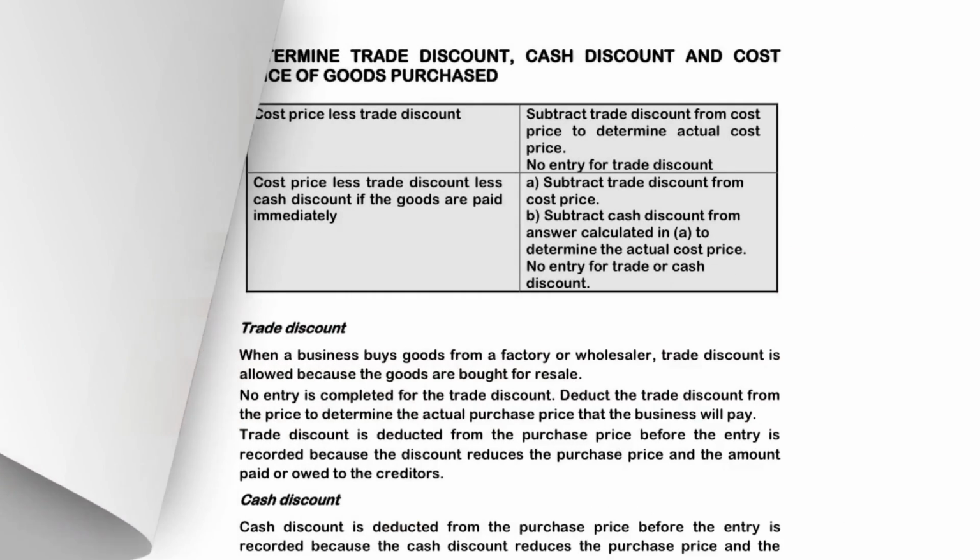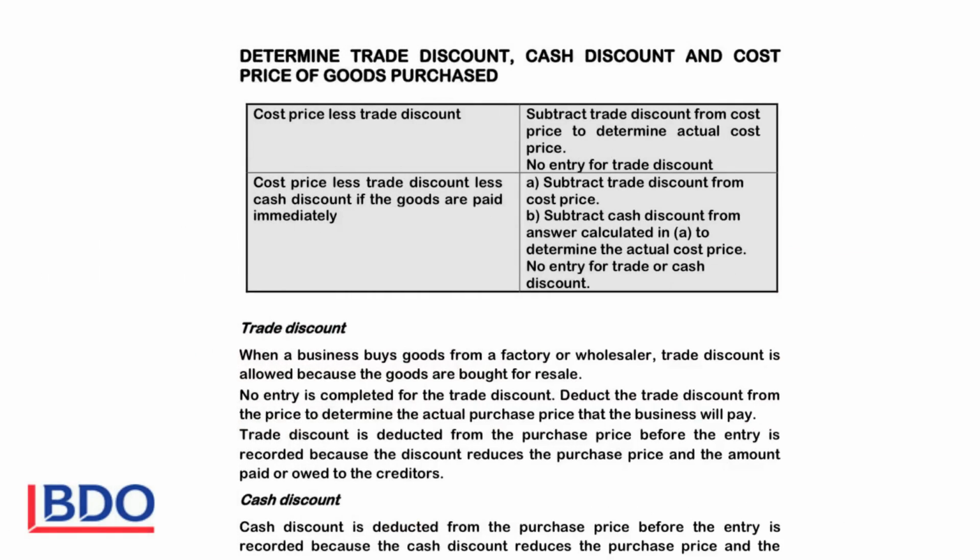Good morning. We will pay attention to trade discount, cash discount, and to determine the cost price of goods purchased. We will subtract the trade discount from the cost price to determine the actual price that we are paying for the products. We don't record the trade discount, so no entry for trade discount.